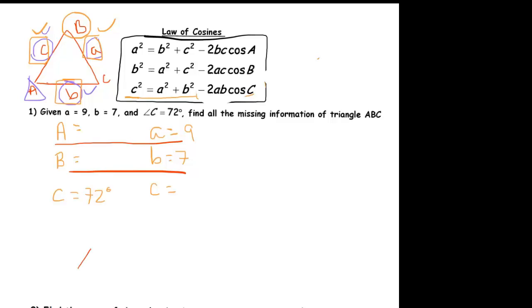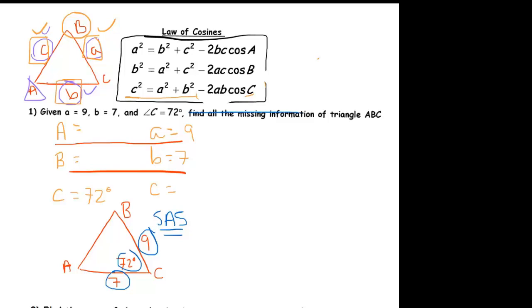And to relate it to a picture, the information we're given is, let's say that's angle A, that's B, and that's C. We know that side A is 9. We know that side B is 7. And we know that angle C is 72 degrees. So notice that the information you're given, in terms of how it's laid out in the triangle, you're given a side, you're given the next angle next to it, and then you're given the side next to that. So the SAS case is ripe for the law of cosines.